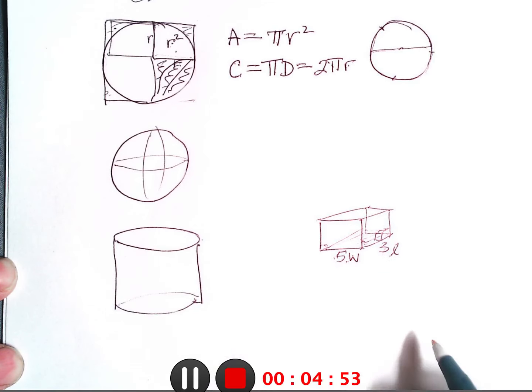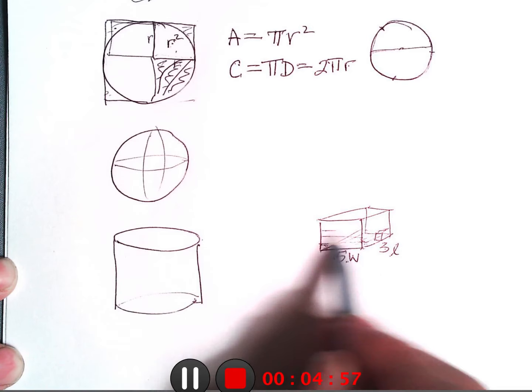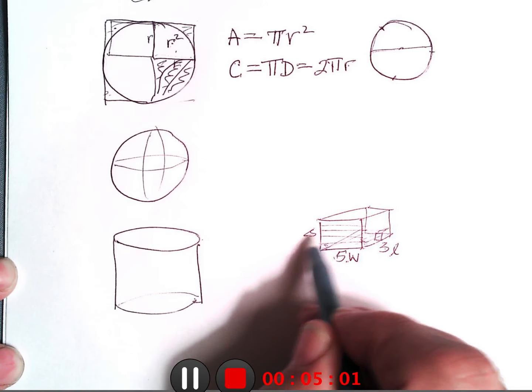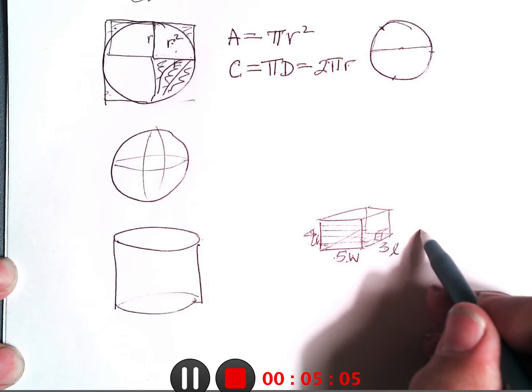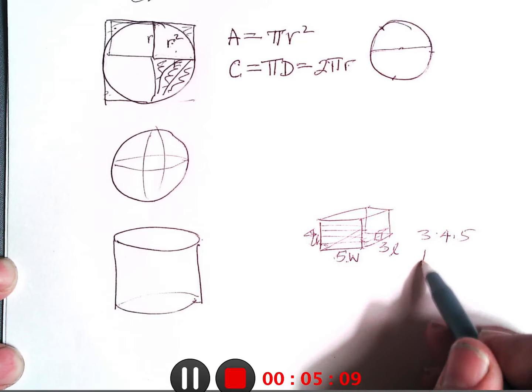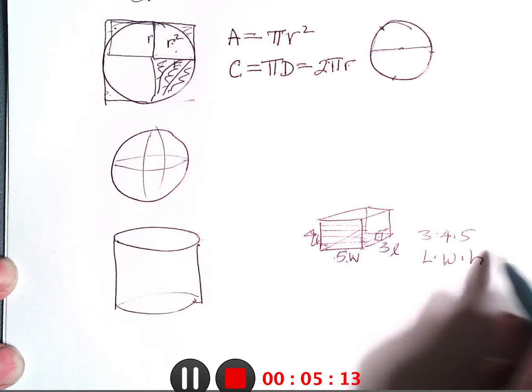And then you're going to have that many in each layer for however many layers up it is. Let's say it was 4 layers up, so then I would have the height, or I'd have 3 times 4 times 5, or length times width times height, is the volume of a box.